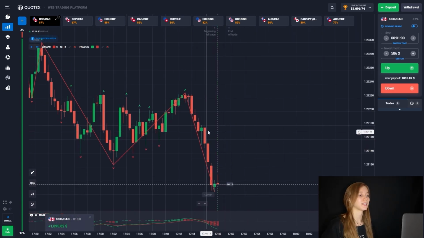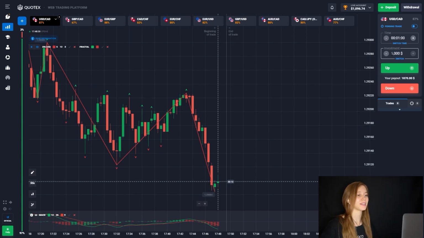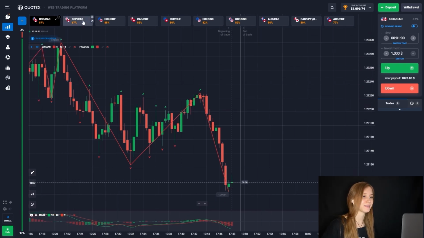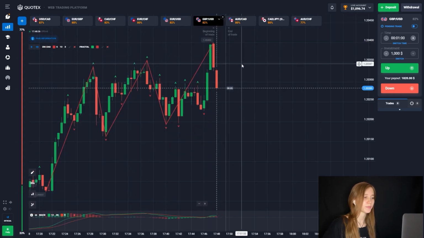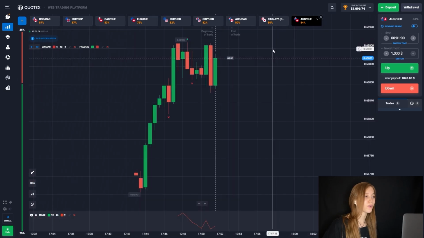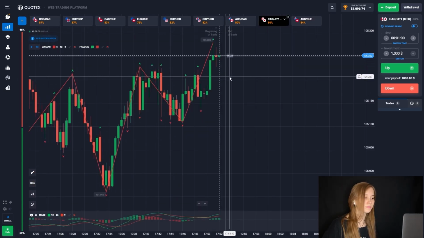Another positive close trade. Already $1,000 on the balance. Amazing. Let's change the asset. Let's find a good entry for the deal.